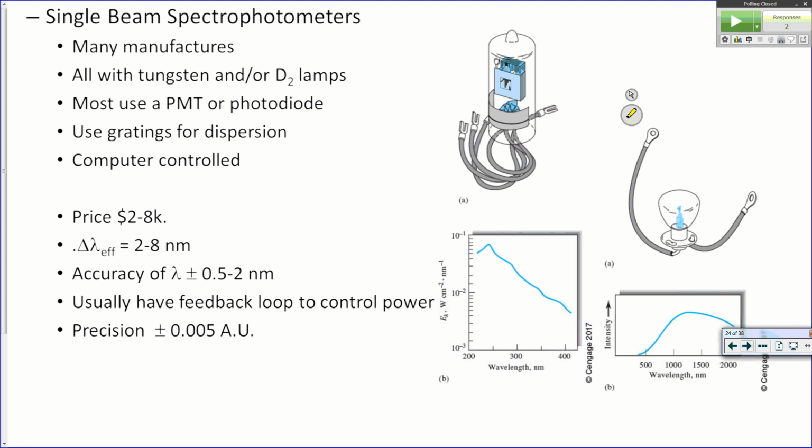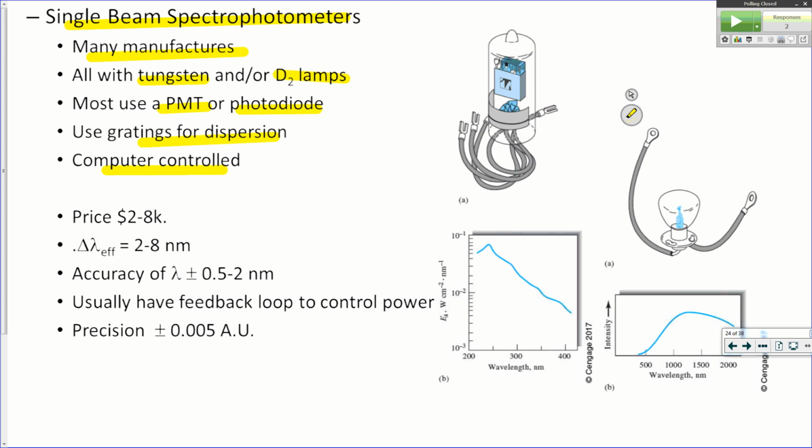Single beam instruments: there are a couple of other manufacturers that still produce them. You can get them with a tungsten lamp, and a few of them have D2 lamps. There are just not many single beam applications that are going to have D2s. Usually if you're going to go up to a deuterium lamp, you're going to invest in a dual beam. Better quality ones may use a photomultiplier tube. Cheaper instruments are going to use a photodiode. Today they're going to use a grating for dispersion, and typically these are going to be hooked up to a computer for control.